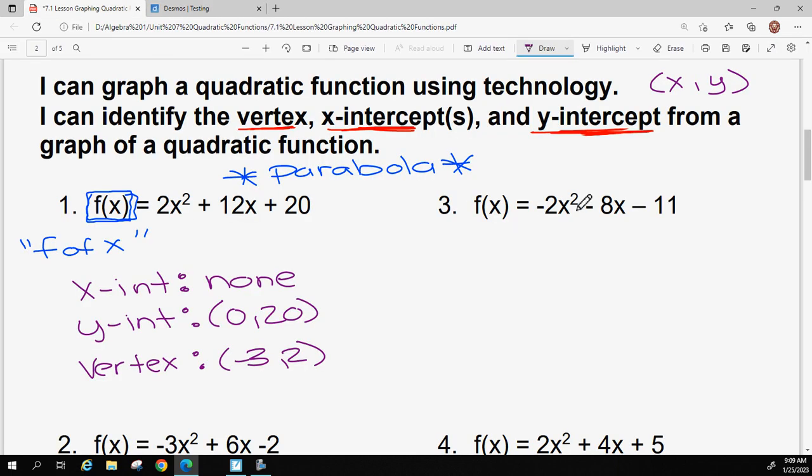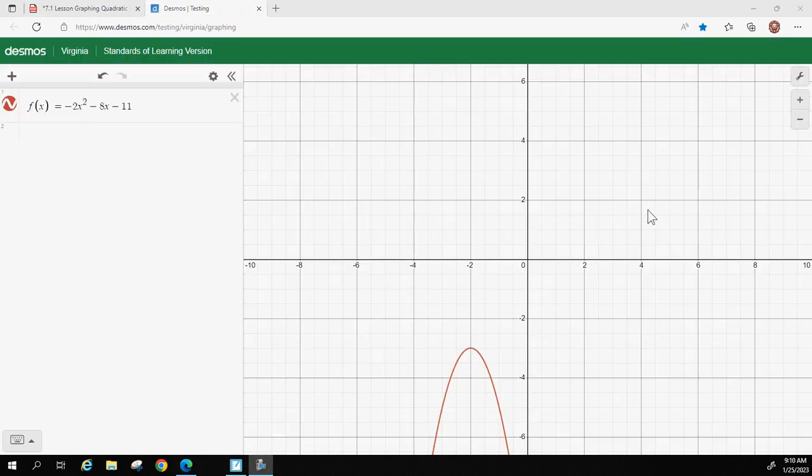So let's go ahead and put this next function in here. We'll just go to number 3 since it's right here: -2x squared minus 8x minus 11. Put that into Desmos now. So you should have put that into the calculator.